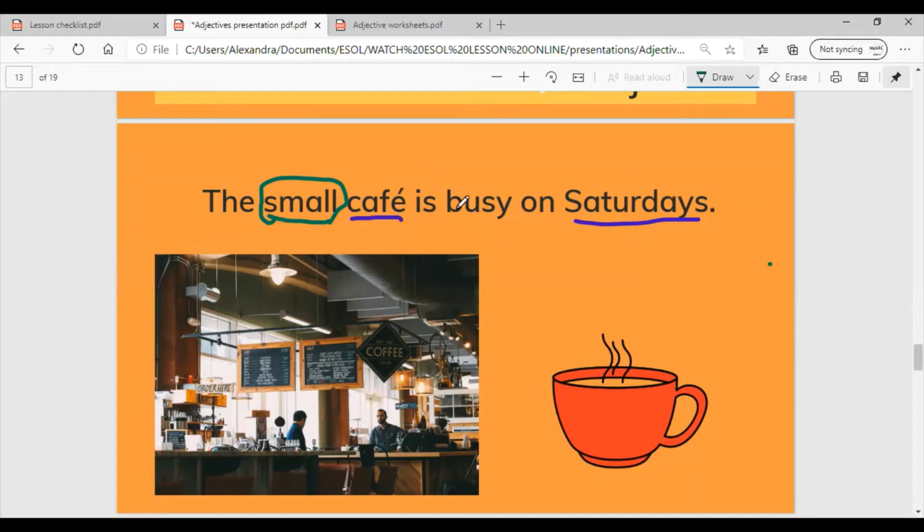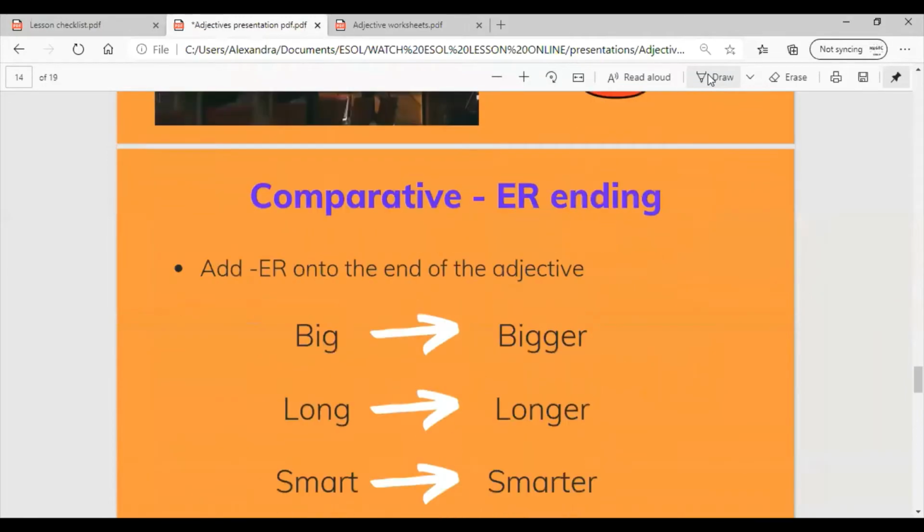Now busy is describing the place, isn't it? Like one of our other categories. So this would be our other adjective. And so they're quite easy to identify in sentences. You're just looking for the word that describes the noun. So fairly straightforward to find.